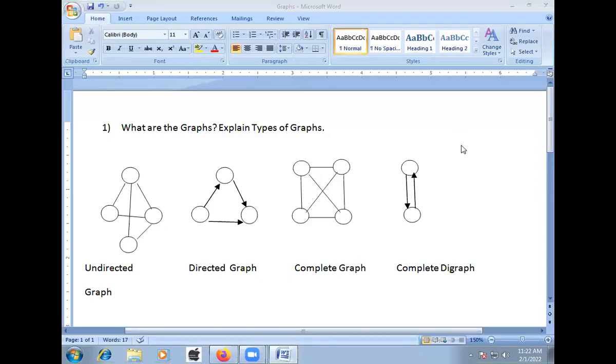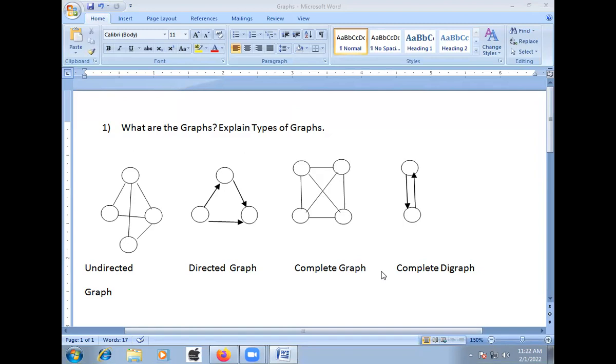Good morning, students. Today we are going to discuss an important long answer question in the final examination. The question is, what are graphs, and explain the types of graphs. Once again repeating, the question is, what are graphs? Explain types of graphs. So actually, what is the definition of a graph?